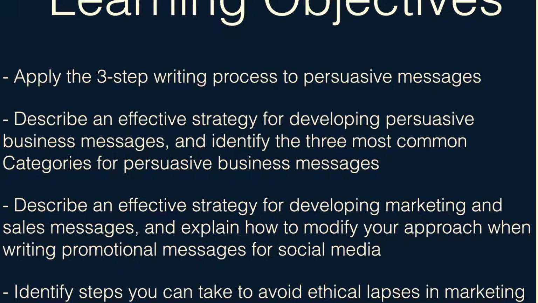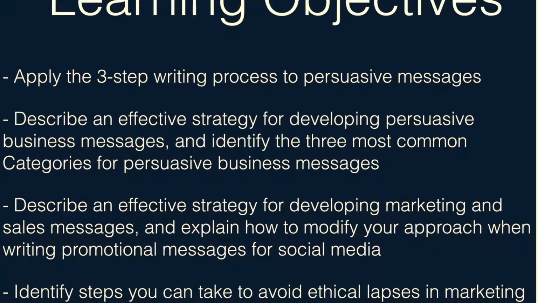The first learning objective: apply the three-step writing process. The first step in the writing process is just simply to plan your persuasive message, and this is really basic. You're just coming up with ideas of how you're going to approach this message and how it's going to be delivered to your audience. The next one is to write your persuasive message, and again, pretty simple.